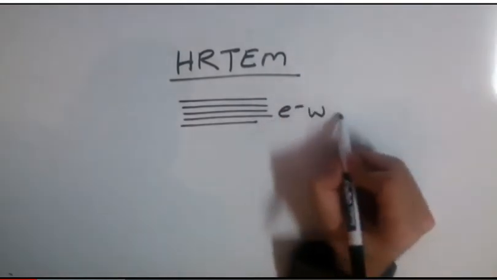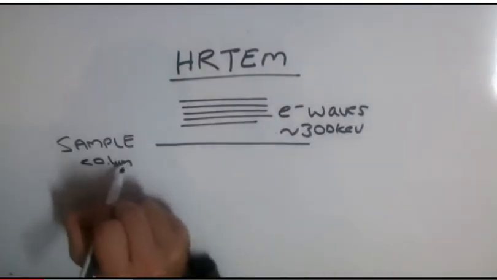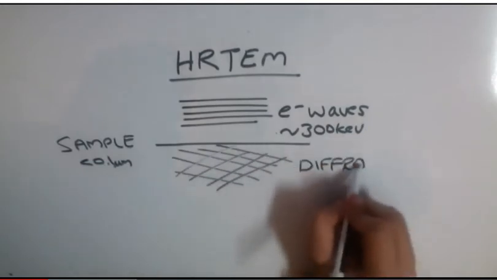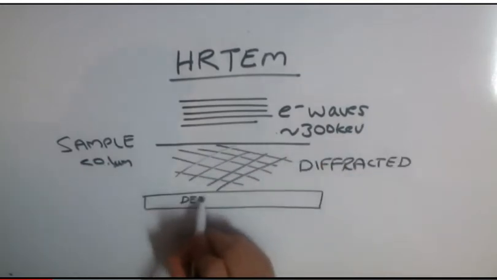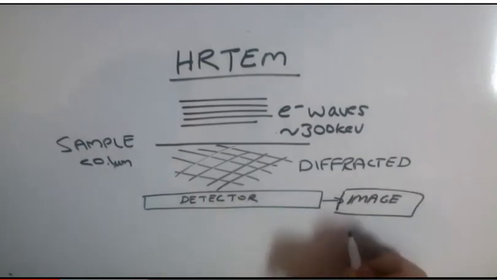In HRTEM, electron waves are passed through a thin sample, under 0.1 micron thick, producing a diffraction pattern. This is recorded with a detector, such as a film or CCD sensor, producing a final image.